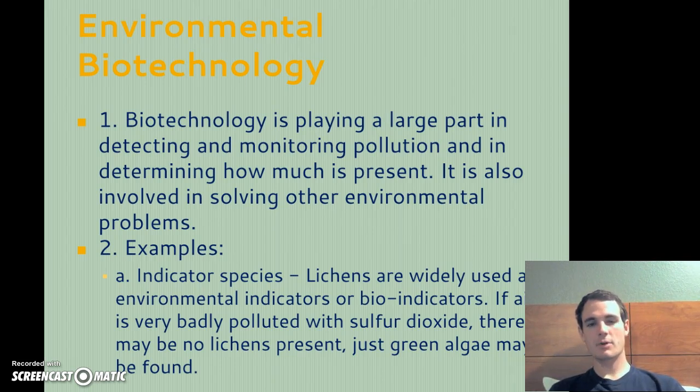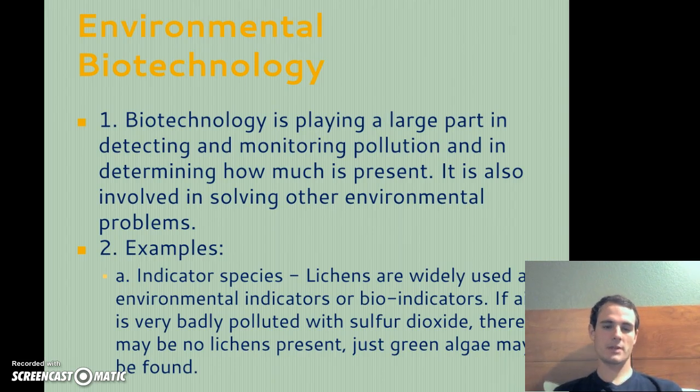Biotechnology plays a major role in detecting and monitoring pollution and determining how much is present. It is also involved with solving environmental problems. For example, indicator species. An example would be a lichen. Lichens are used as environmental indicators or bioindicators. If the area is badly polluted with sulfur dioxide, there may be no lichens present in that area, so just green algae may be found. If that species is not there, it tells you the air quality is probably bad in that area. So it indicates the air quality.